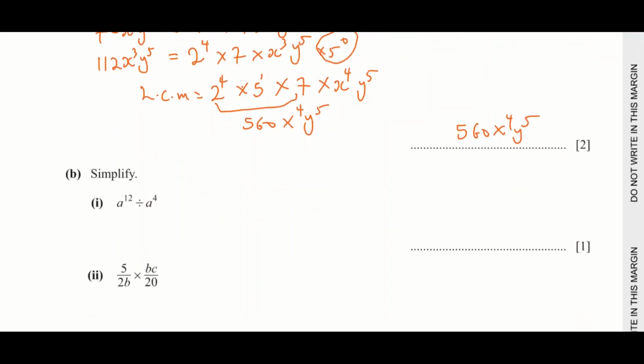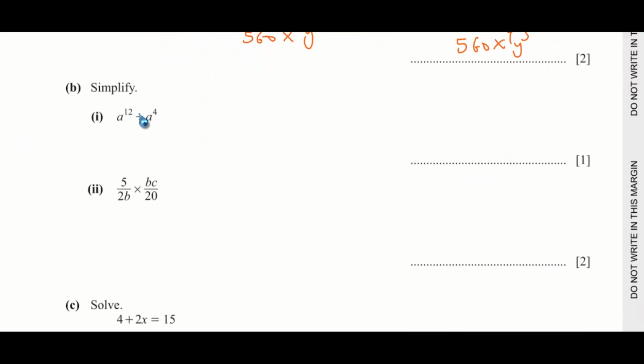So part B, simplify a. This is the division law of indices. It will be a to the power of 12 minus 4. That will be a to the power of 8 straight away. So a to the power of 8. Okay, to simplify this, we cancel b here. 5 here 1, 5 in 20, that is 4. So you have 1 times c left, that is c, over 2 times 4, you have 8. So this will be c out of 8.